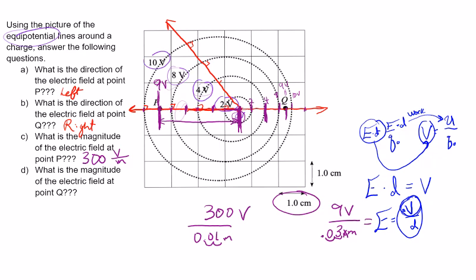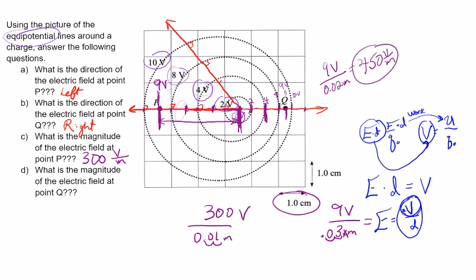So maybe this is half a centimeter, 1, 1.5, maybe 2, I don't know, maybe a little bit less. So I'm going to say that this is 9 volts over, and it's not real clear on this one, so we'll just take our guess. Let's say that this is over about 2 centimeters or 0.02 meters. Just dividing that out, we should get 450 volts per meter.